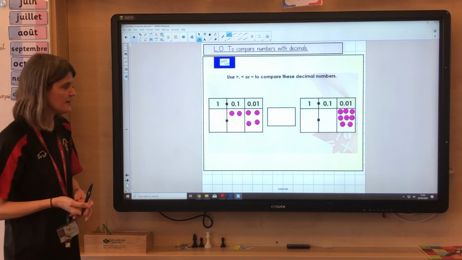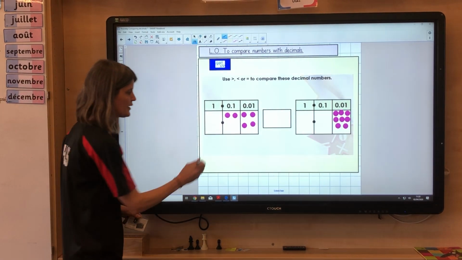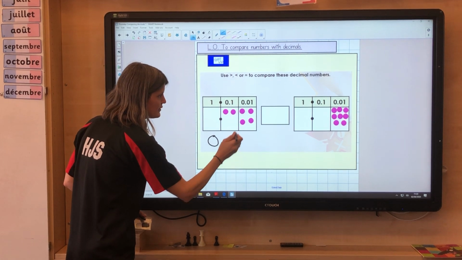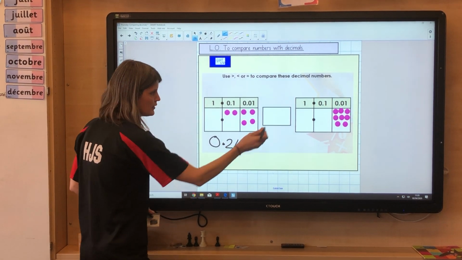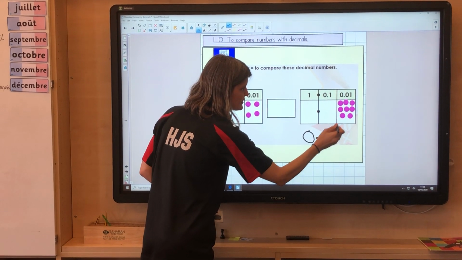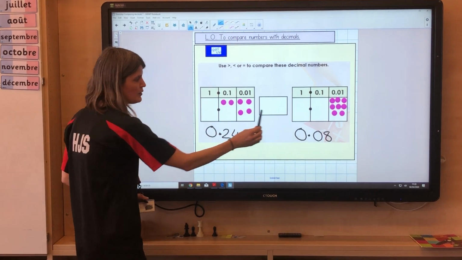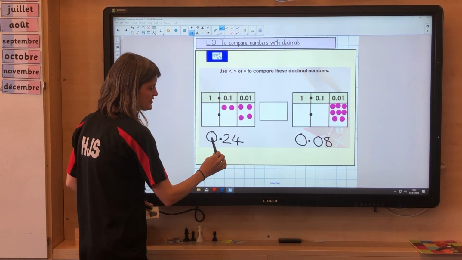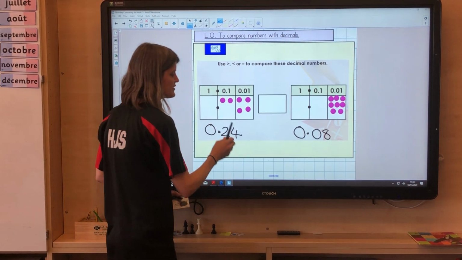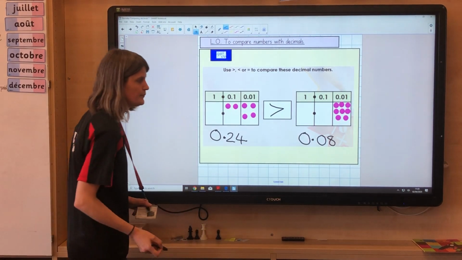Here's one for you to have a go at. Pause when you're ready, and then check your answer. No ones, decimal point in, 2 tenths, 4 hundredths. No ones, decimal point in, no tenths, and 8 hundredths. When I go to compare them, I can't compare the ones because they've got the same number, they've got 0 ones. This one's got 2 tenths, this one's got no tenths. 2 tenths is bigger than no tenths, so I need the bigger than symbol.